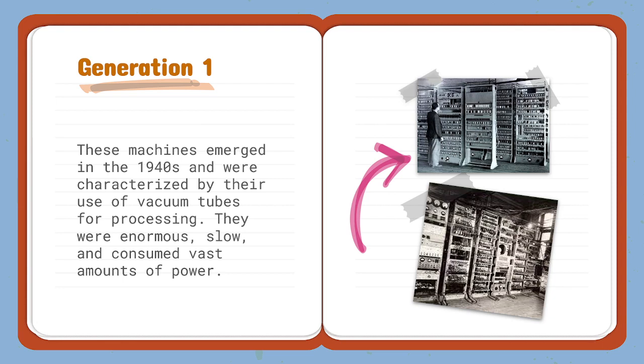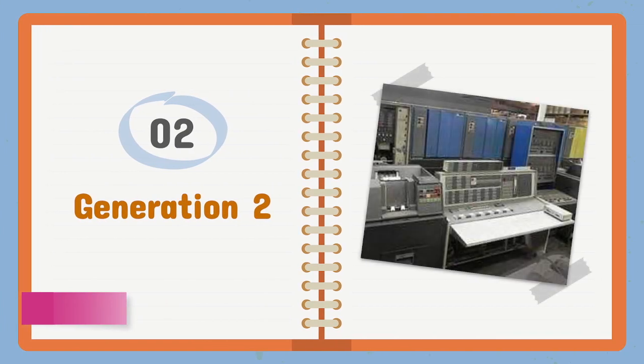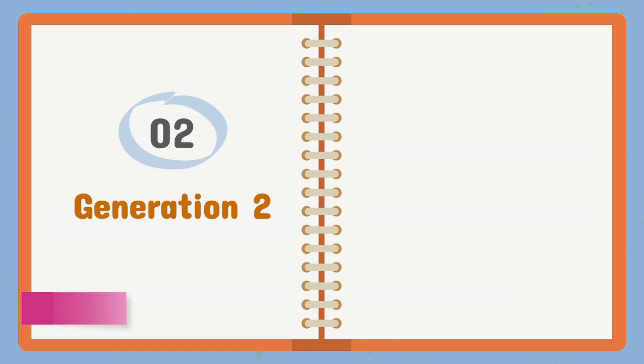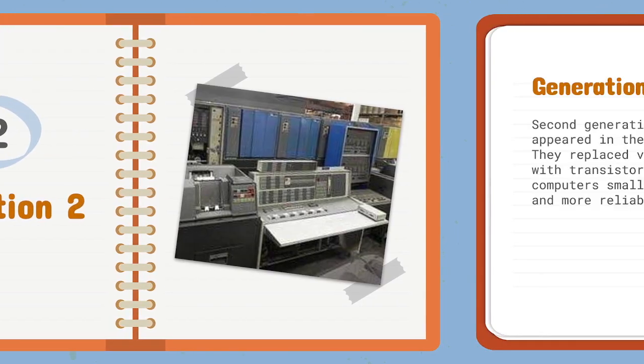It is really slow and consumes a vast amount of power, which is really surprising, but not surprising enough because it's the first generation. Let's move to the second. The second generation, as we can see, is much smaller than before. It's really small, not like this one, which is really big. Let's go. The second generation.